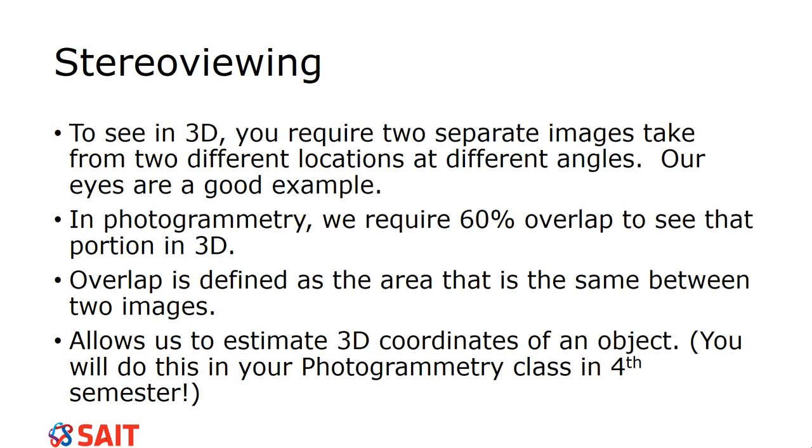So to see in 3D, you need two images at two different locations at different angles, and our eyes are a good example. In photogrammetry, we actually require 60% overlap to see that portion in 3D. Whether that be on a computer, on paper, digital or analog, you need that 60% overlap. Overlap is defined as the area that is the same between two images. And this allows us to estimate 3D coordinates of an object. So you're going to get to do that in photogrammetry. Yay, photogrammetry, lots of fun. In this class, I'm just introducing the concept of it.